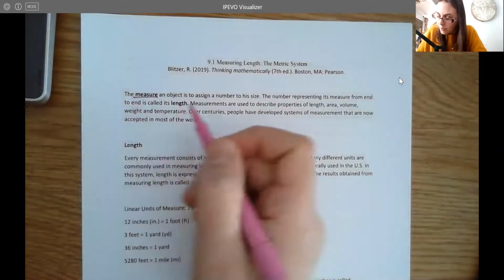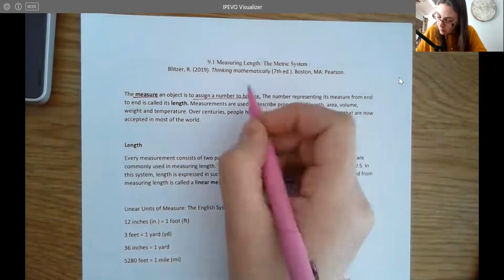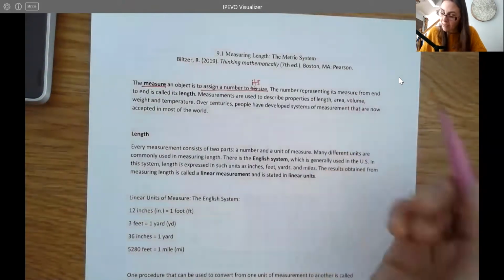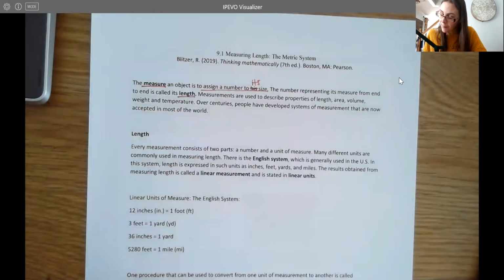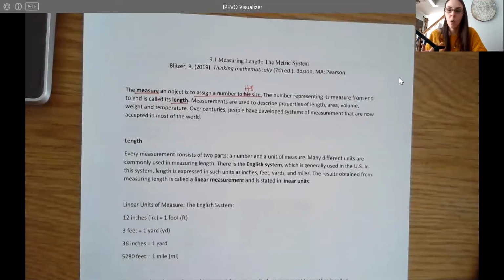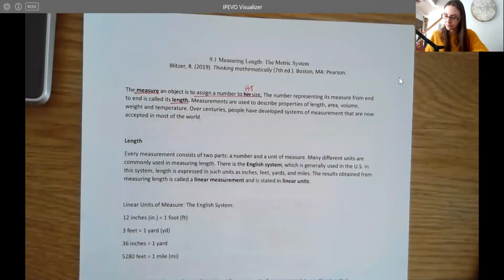The measure of an object is just to assign a number to its size. The number representing its measure from end to end is called its length. Measurements are used to describe properties of length, area, volume, weight, and temperature. Over centuries, people have developed systems of measurement that are now accepted in most of the world. We're going to focus in section 9.1 on length, so you're going to see that our calculations are one-dimensional. In the next section, we'll talk about area and volume, but here we're just going to focus on length, so one dimension.